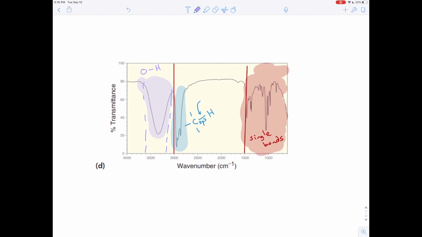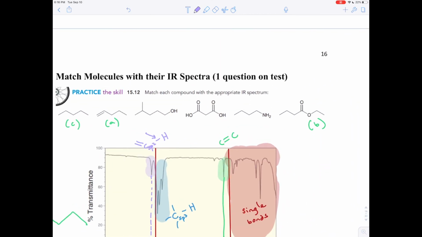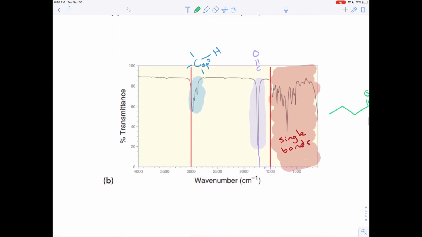So what it looks like we have here is an alcohol. So we can go back and see which of the molecules they gave us was an alcohol, and it looks like it was this one right here. So let's draw that in.